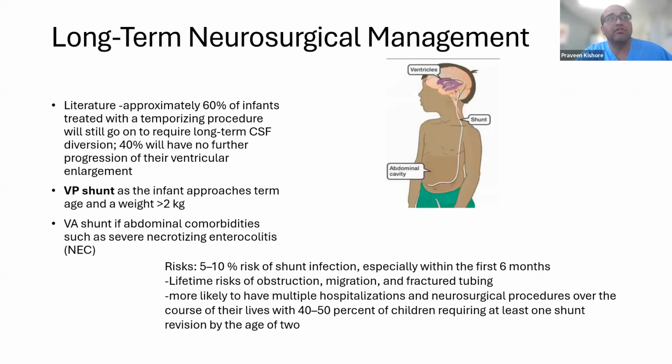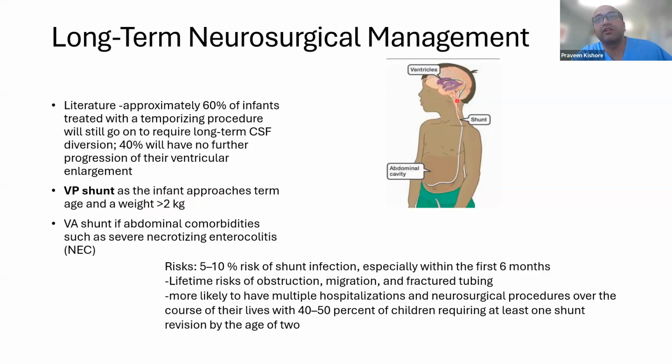So now, finally, you've tried everything, and then the neurosurgeons have to put in a ventriculoperitoneal shunt. Approximately 60% of infants who have been treated with a temporary procedure will still need to go on to a long-term shunt. 40% will have no further progression. For VP shunt, some places will do it at 2 kilos, term baby. Some places will want to have a bigger baby.